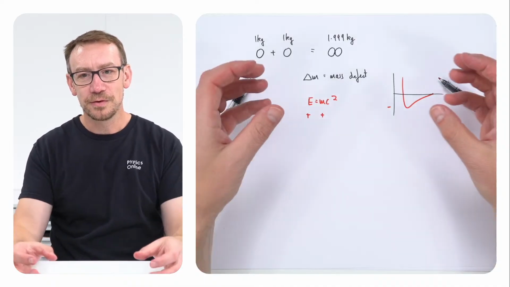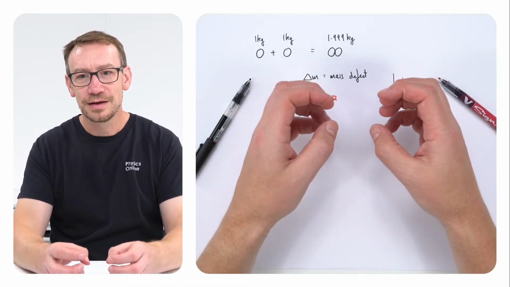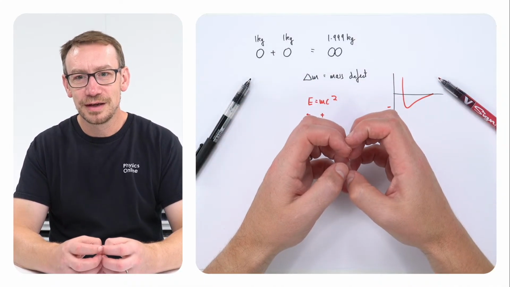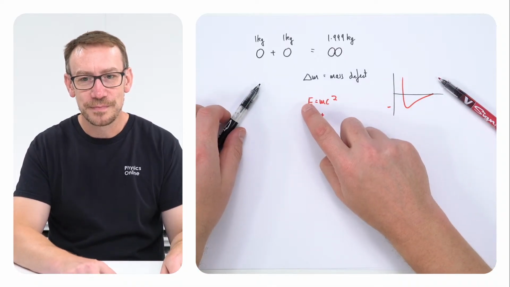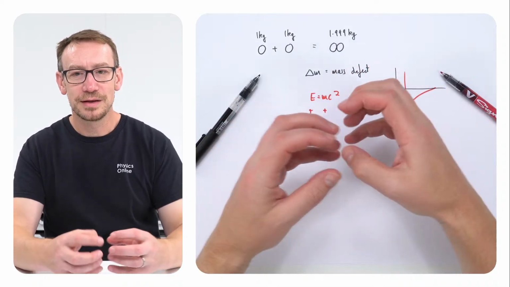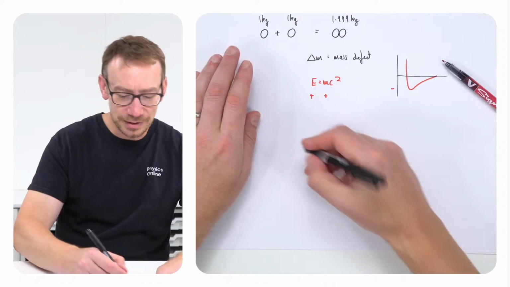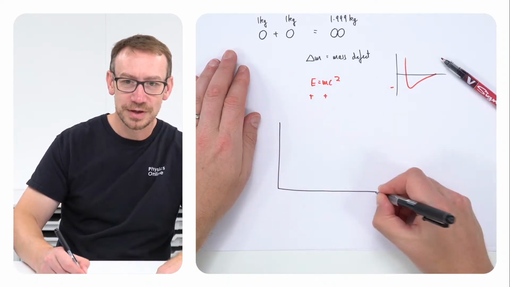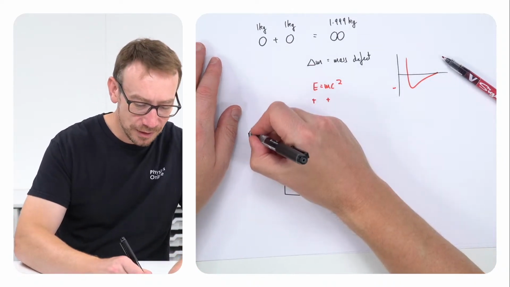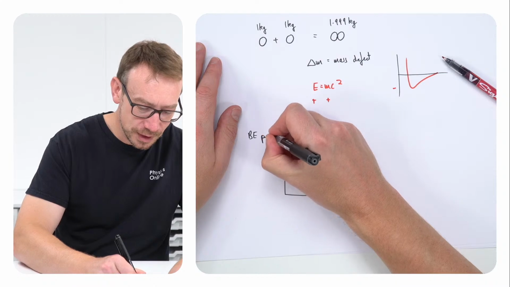Now that means, of course, when they come together, some of the mass has now gone back into energy. And we release energy when things like this bind together. And what's more important sometimes than the binding energy is the binding energy per nucleon.